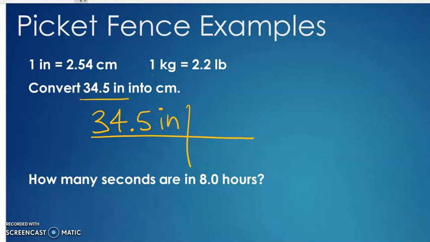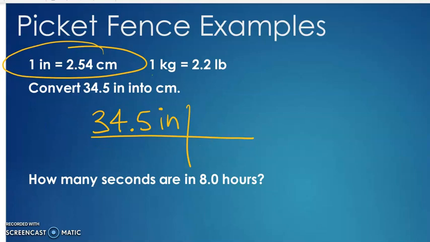So in this problem, I was only given one number, and this is what I need to convert. So this is what I'm starting with, 34.5 inches. And I need to convert that into centimeters, okay? So I'm going to need an equality. I'm going to need something to convert inches into centimeters. And a lot of you are probably thinking, well, if 1 inch equals 2.54 centimeters, then I just have to multiply this by 2.54. And you are correct, okay?